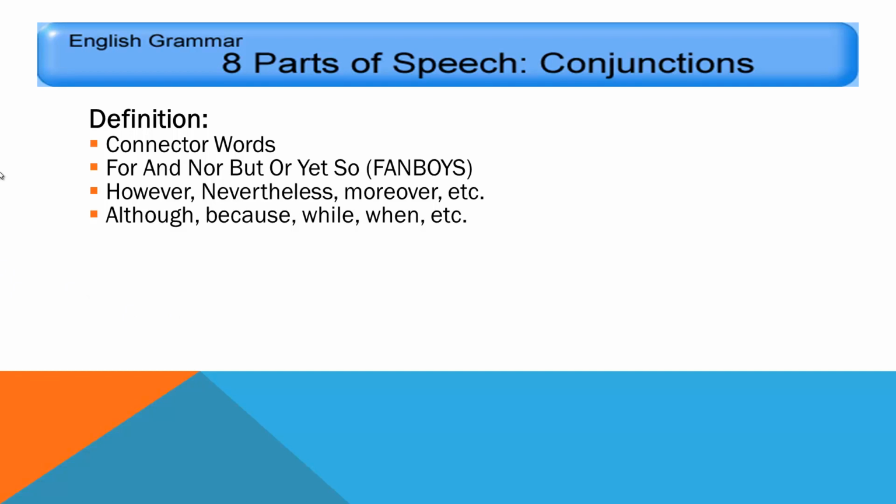So some of the examples of connector words are for, and, nor, but, or, yet, so. Words like however, nevertheless, moreover, although, because, while, when. These ones, for, and, nor, but, or, yet, so, they're sort of our shortest little conjunctions. They're called coordinating conjunctions because they keep everything that's connected by them at the same level. And they're often referred to as the FANBOYS. And the reason why they're referred to that is that it's a mnemonic device just to remember what they are. You'll notice that the first letter of each of those can spell out the word FANBOYS.